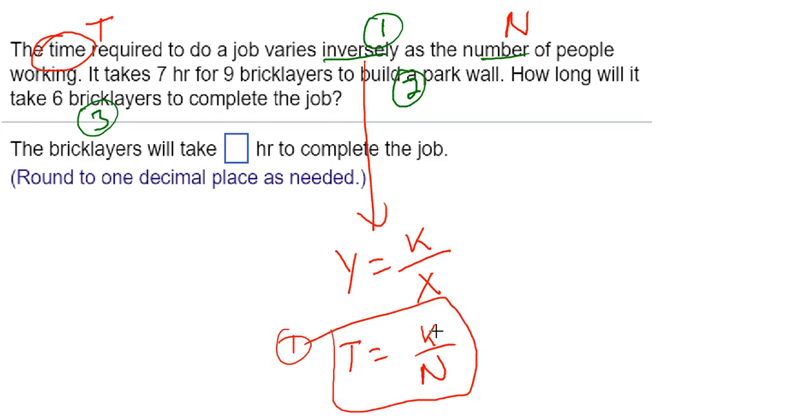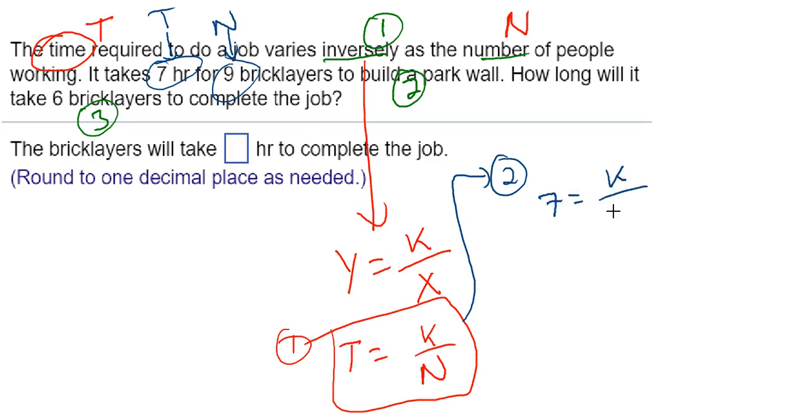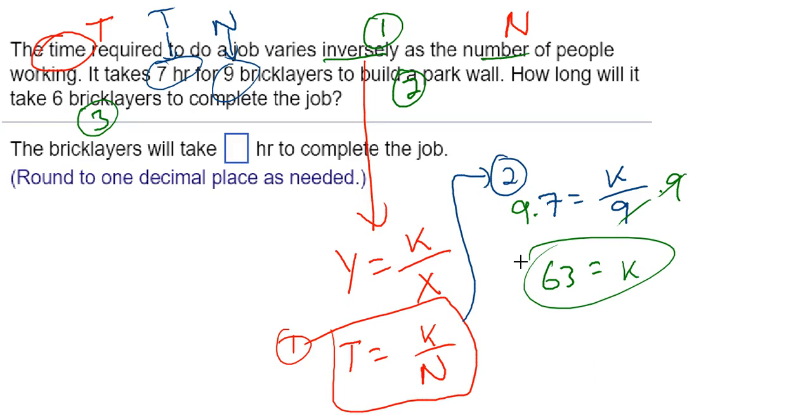Level 2 is to find out what K is equal to in that formula. So we'll do that here. By plugging in, it takes 7 hours, that's T, for 9 bricklayers. That's the number of people. So we'll plug that into this formula. For T, we're going to plug in 7 equals K over. For N, we're going to plug in 9. And then we're going to solve this for K. To get K by itself, we just multiply 9 to both sides. That cancels out the 9s. And so we'll get 63, right? 9 times 7 is 63 equals K. That's the value of the constant.